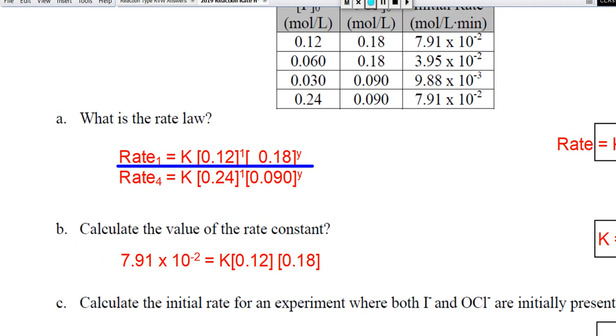Now that I do have it figured out though, finding K is pretty simple. I'm just going to throw in one of the sets of data. I picked the first set of data and I solved for K after plugging it all in. And part C was easy too. I said, hey, pretend that they're both 0.15. What would it look like then? So you're going to plug 0.15 in to both spots and K in there, and you solve for the rate.